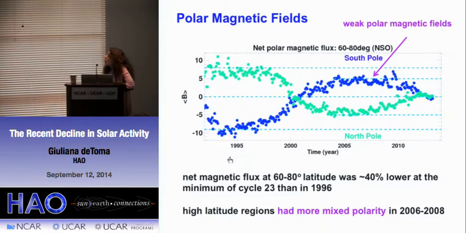So the north started to reverse earlier than the south, which is consistent with the fact that the cycle started first in the north and later in the south. And then there was almost a triple reversal. I mean, it went from negative to positive, almost down to negative again, and now it's turning to positive. While the change in the south has been more gradual and occurred later, it's been more consistent.